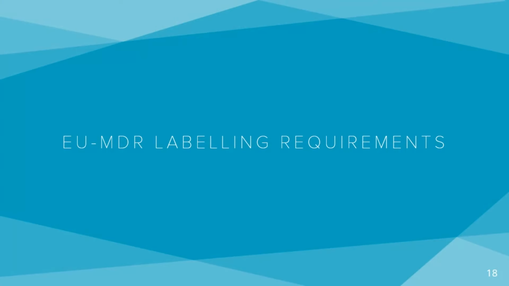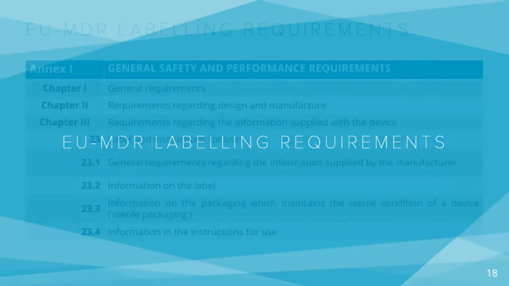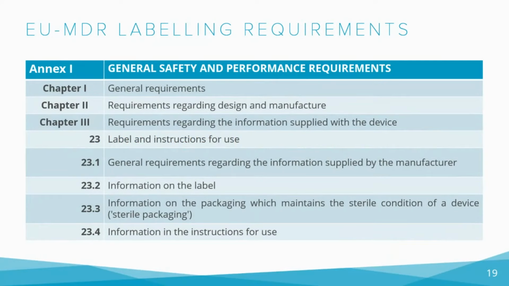Next, we are going to see the labeling requirements from Chapter 23 of the MDR. The MDR has laid out the following sections, which clearly describe the mandatory information to be included in the labels. All devices should have information to identify the device, the manufacturer, and safety and performance guidelines, and this information should also be updated on the manufacturer's website.